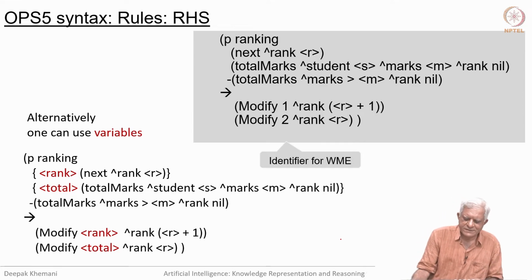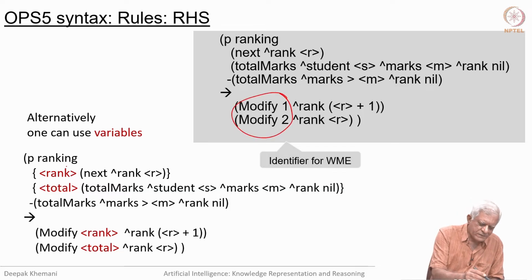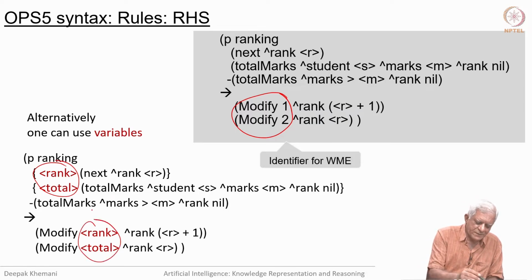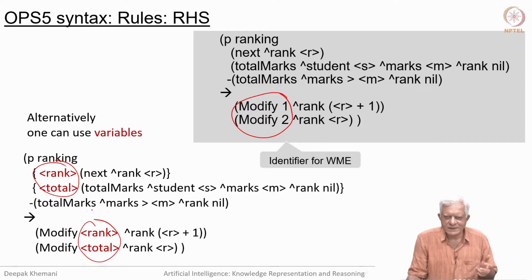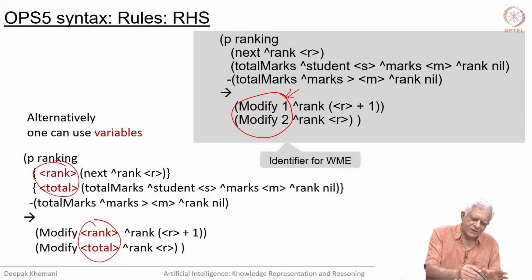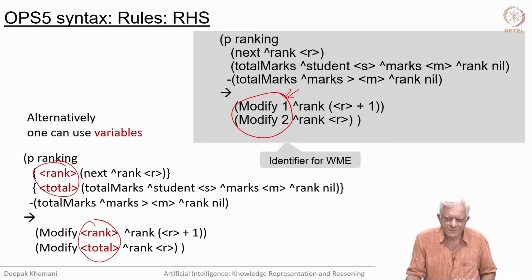Sometimes we write this a little bit differently. Instead of saying modify 1 and modify 2, we can give names to these working memory elements and then use those names to say, okay, change that working memory element essentially. That of course will give you the flexibility that if you are changing your rules a little bit, adding some other pattern or something like that, then you do not have to keep track of those static orderings that you had said, this is the first pattern, this is the second pattern and so on. You can say okay, this pattern which talked about the rank, this pattern which talked about the total, and even if you shuffle them around later, your program would still work correctly.